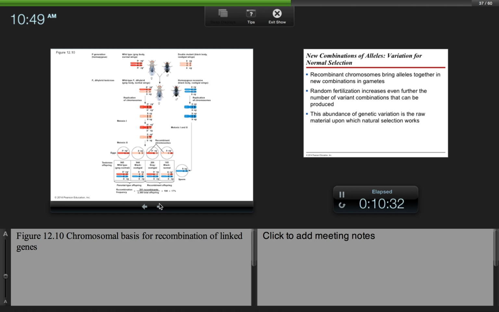Okay, so if we want to determine our recombination frequency, what we do is we take the total number of recombinants, which is, I think that says 291. And they divide that by the total number of offspring, and they get 17%. Okay, so that's a really small recombination frequency. So what that basically leads us to conclude is that these genes were close together on the same chromosome. So we say that they are linked.